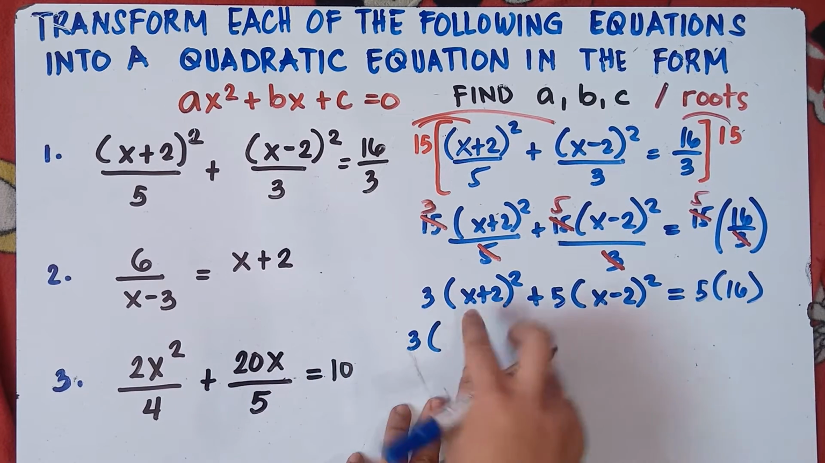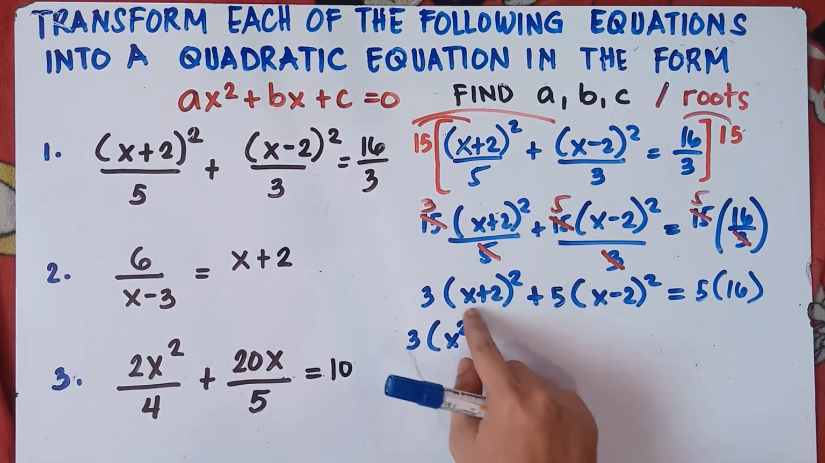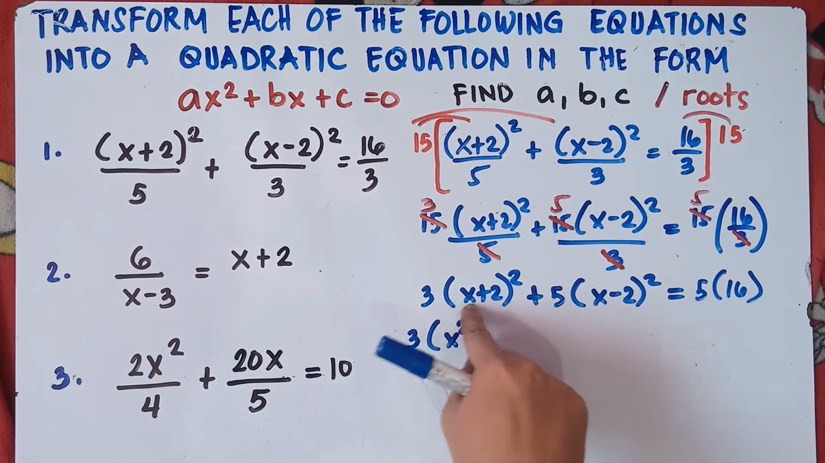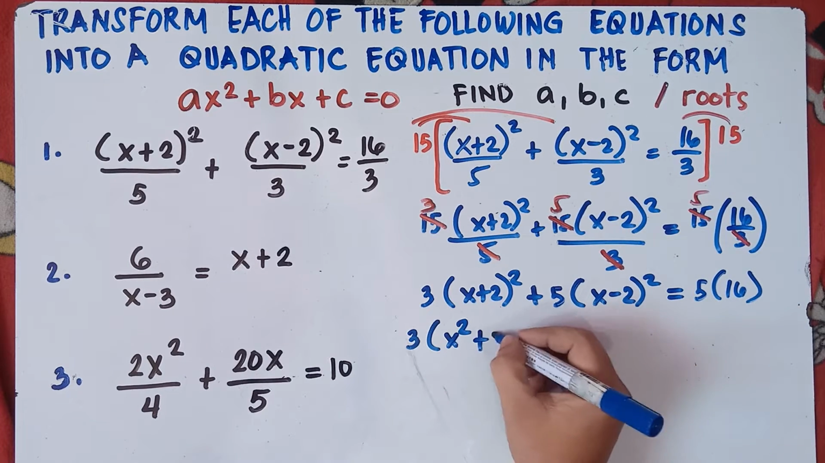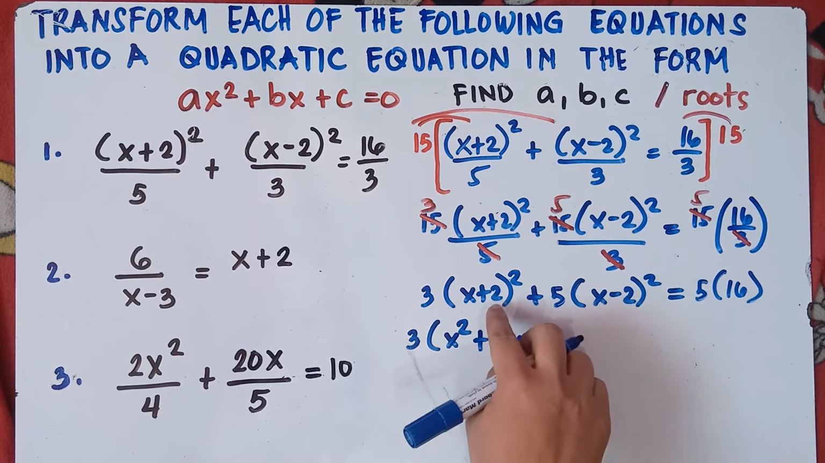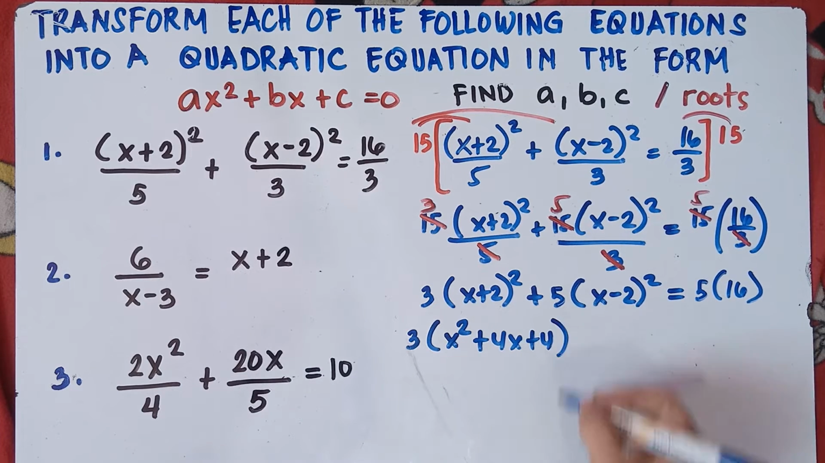Then square the first term, x squared. Then multiply the first term and second term. So x times 2, that's 2x, times 2, that would be 4x. And then square the last term, 2 times 2, that's positive 4. Easy, right, for the square of binomial.